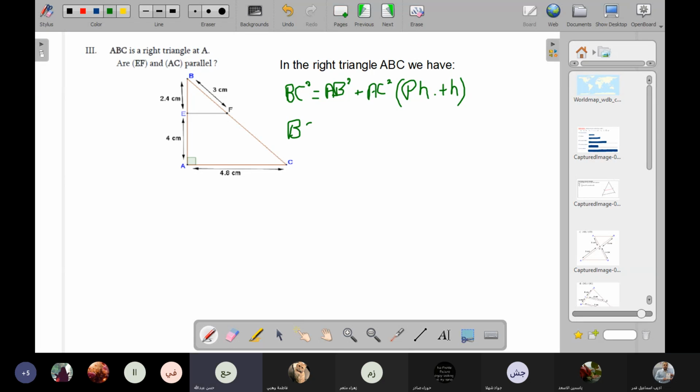BC power 2 equal AB. What's the measure of AB? 6.4 centimeters. Since we have AB is equal to AE plus EB, which is 4 centimeters plus 2.4, 6.4 centimeters. So AB squared is 6.4 squared plus AC squared, 4.8 centimeters.